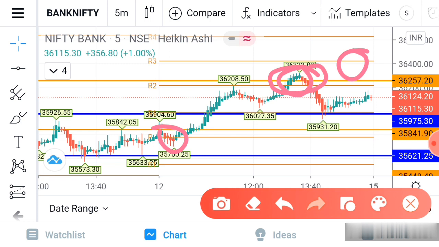Immediately they will go to PE, and what will happen? Immediately you can see the red candle was in the support area and it turned into a green candle. So there they will get a loss. This is very important. When you check the support and resistance and price action, you will get the direction of Nifty or Bank Nifty. Here you can see exactly the direction of Bank Nifty.